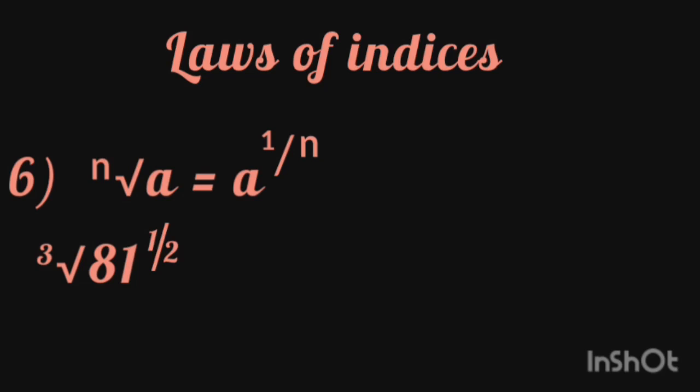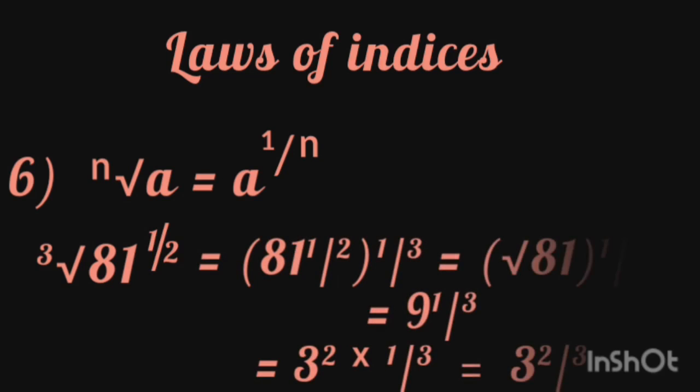Another example, we have 81 raised to the power half, all raised to the cube root. Remember, 81 raised to the power half is the same thing as the square root of 81. And because it is a cube root, as we can see in the sixth law, we just have to put 1 over the root. So we have 81 raised to the power half, all in brackets, raised to the power 1 over 3, and 81 raised to the power half is the square root of 81, which is 9. So we now have 9 raised to the power 1 over 3, and 9 is 3 squared.